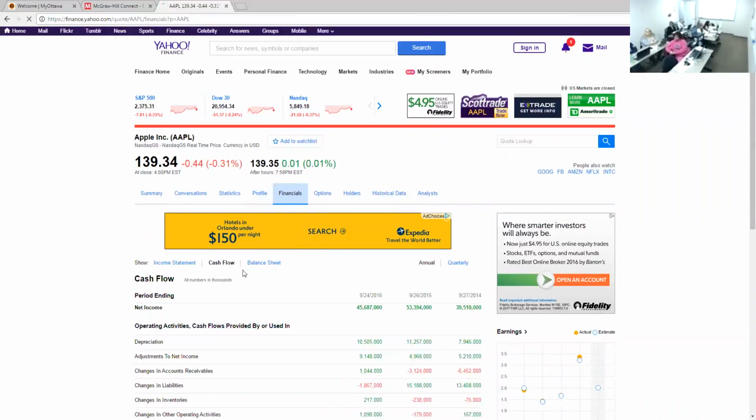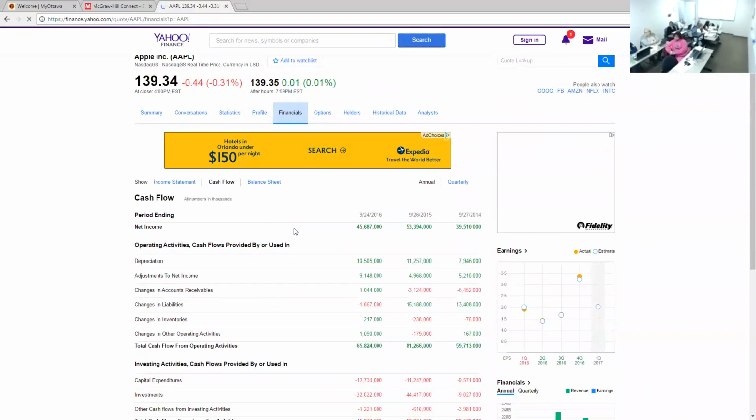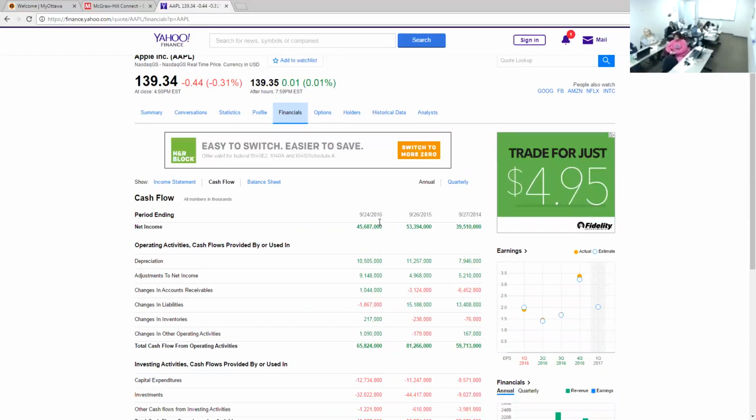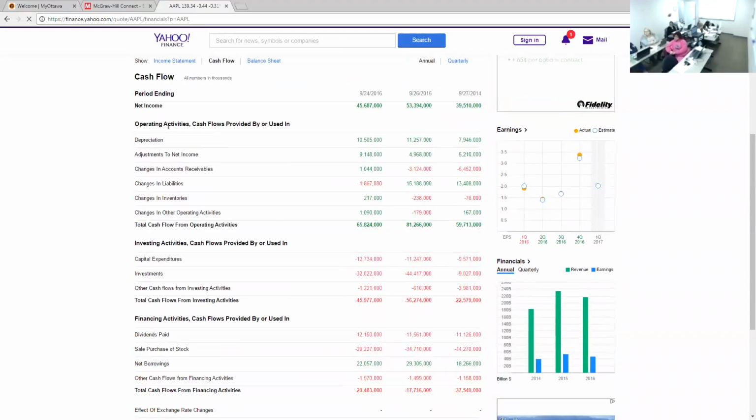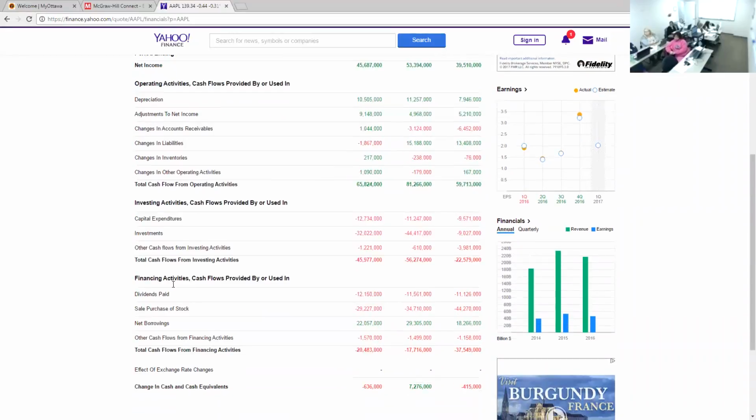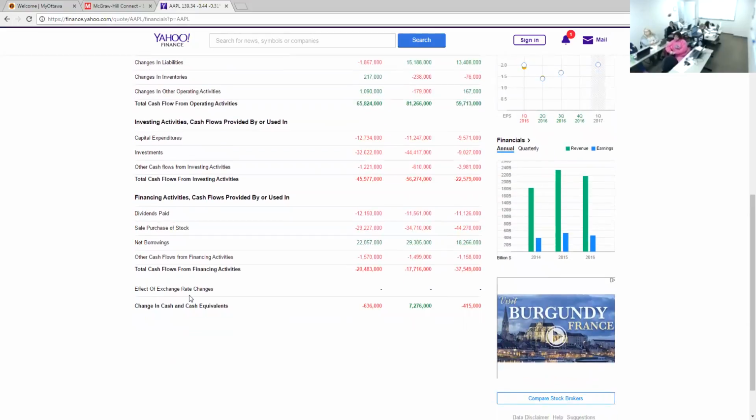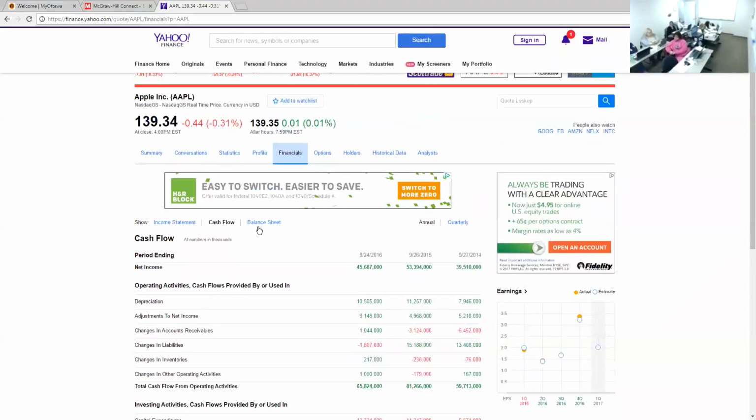Your statement of cash flows. Period ending. So again, annual data. This is the end of their fiscal year. And all cash coming in by operating activities, by investing activities, and changes in cash due to financing activities, again, over a period of time.